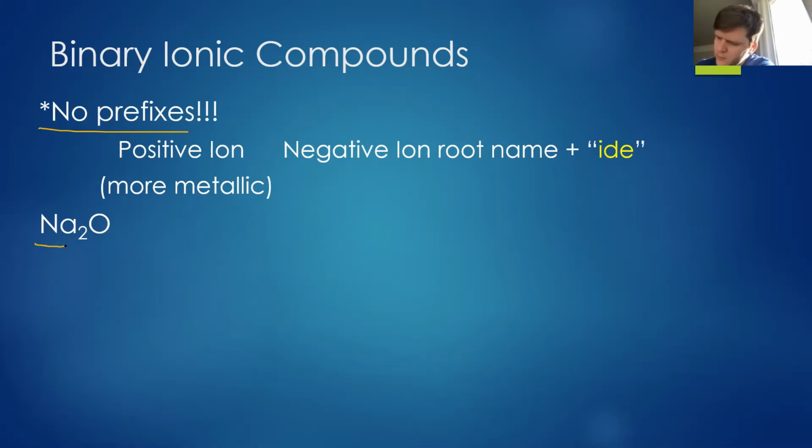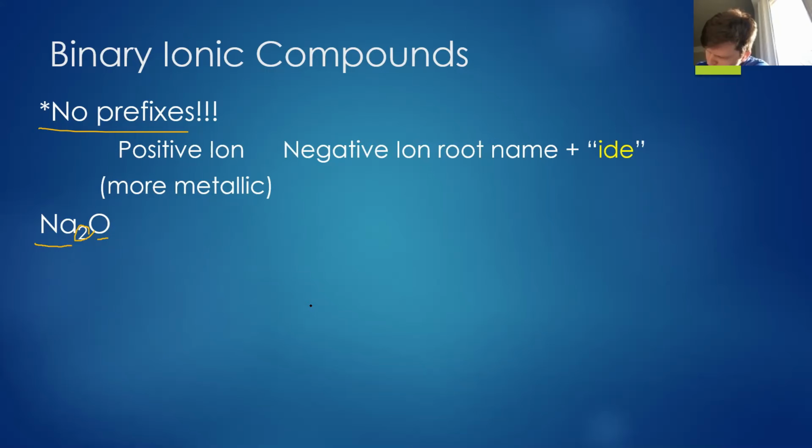So the metal portion always comes first, because Na is sodium, it's an alkali metal in the first group. So the metal portion always comes first in the chemical formula. Then the non-metal portion comes second. Now I still have, what are these called, suffixes? Subscripts, there we go. We still have subscripts like before, but we're not using the subscripts to name it.